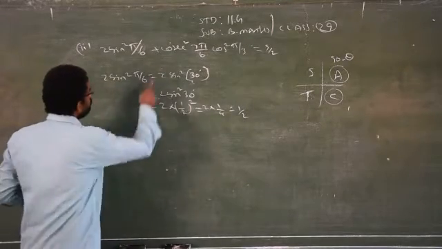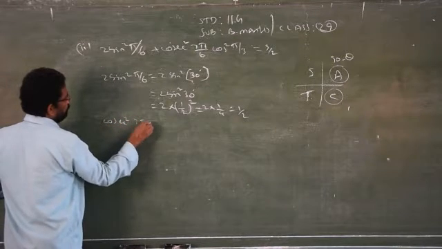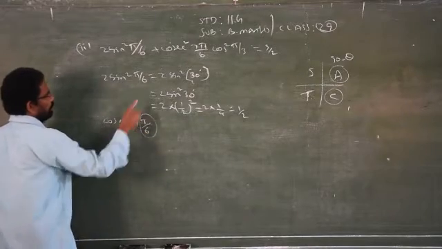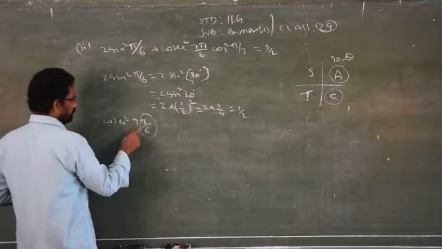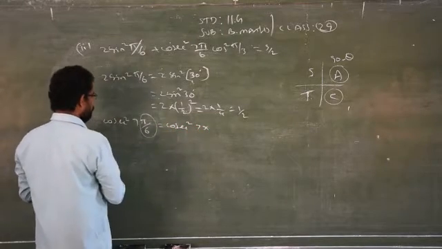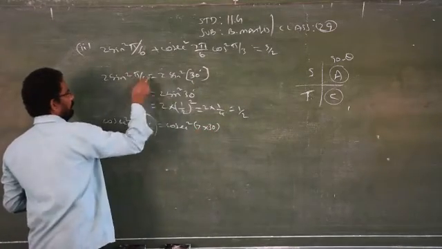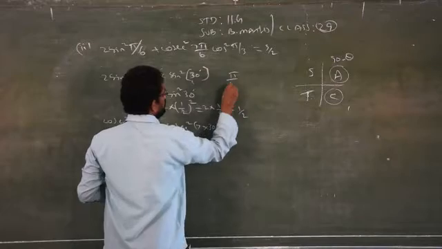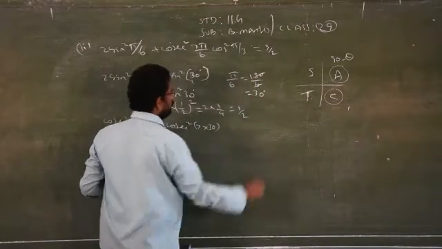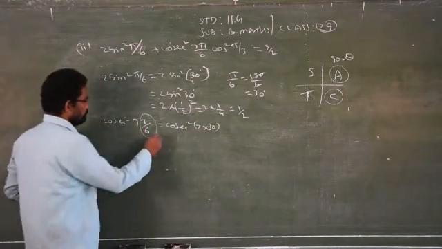Next one. What is the next term? Cosecant square 7 pi by 6. What is pi by 6? Pi by 6 is 30 degrees. So here what is given? 7 into 30. Pi by 6 is 180 by 6, cancel. You will get 30 degrees. Therefore, 30 degrees. 7 into 30 degrees how much?